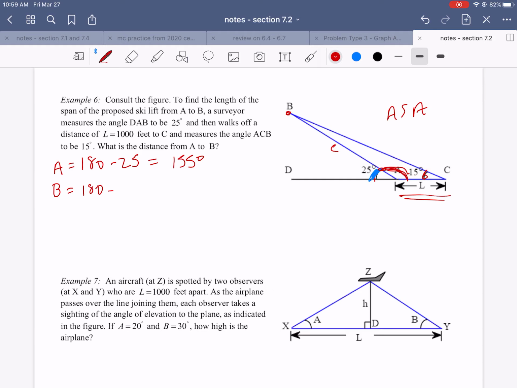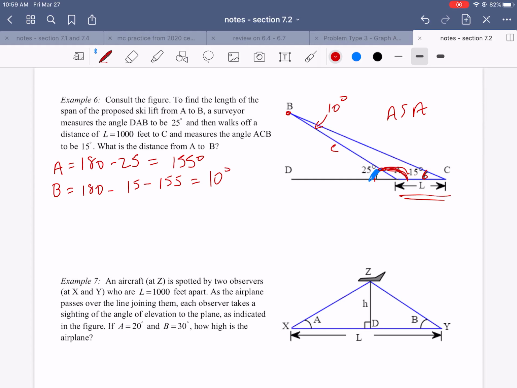So 180 minus 25 minus 155 is going to give us, I'm sorry, 25 is not correct. This should be 15, which was our other angle, right? So minus 15. Looking at the angles inside of the triangle, my fault, that's going to be 10 degrees. Okay, so this angle right up here inside of the triangle is going to be 10 degrees.